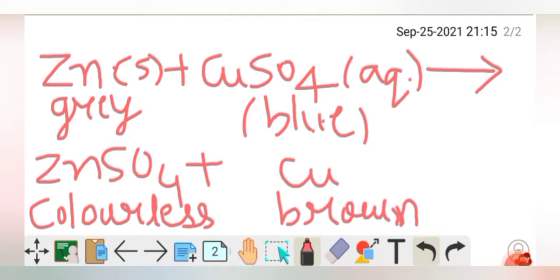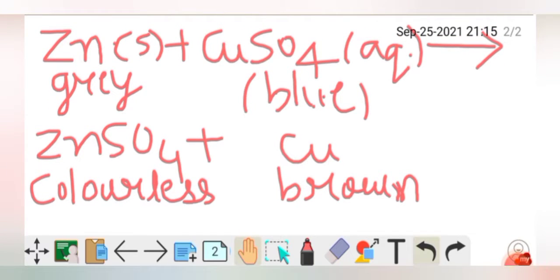Okay, so now I'll be explaining you this reaction. Finally, I will explain with the definition. A reaction in which a more reactive element displaces a less reactive element from the solution of its compound is called a single displacement or displacement reaction. Okay, so we will go very slowly. The process is very slow.